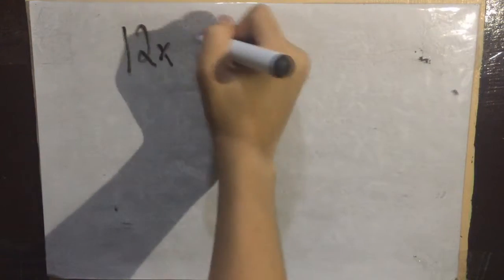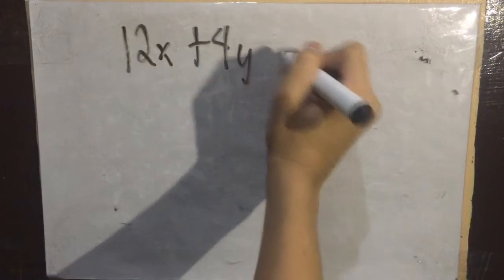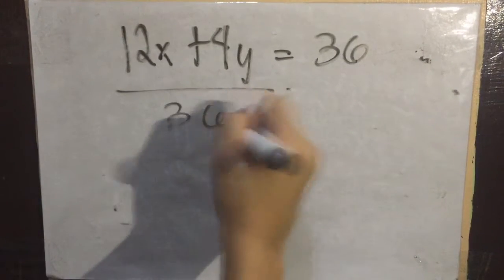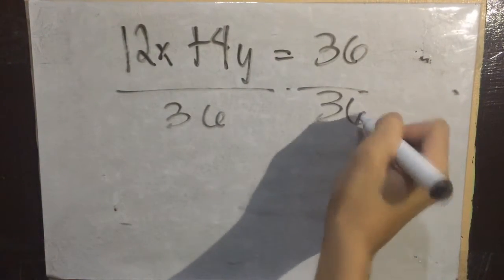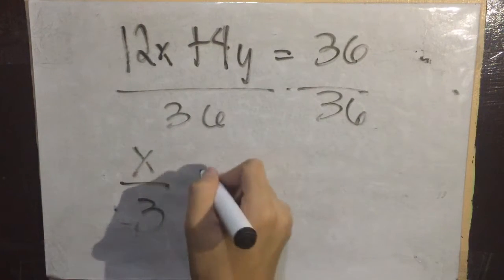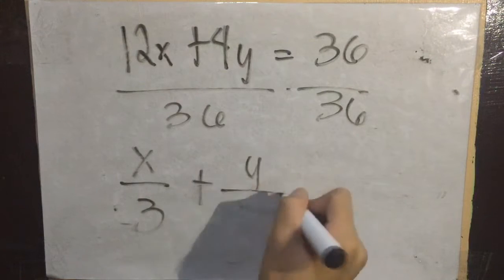For example, 12x plus 4y equals 36. To eliminate the 36, divide both sides by it. So the answer will be x over 3 plus y over 9 equals 1.